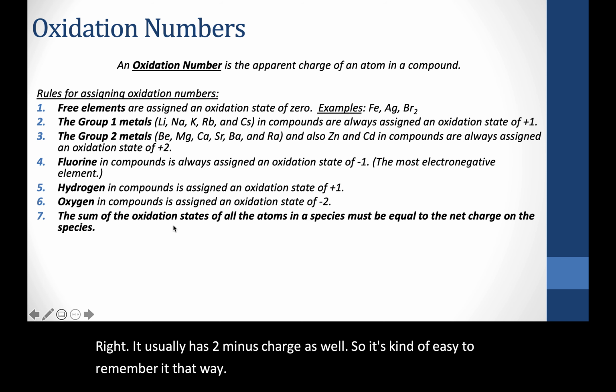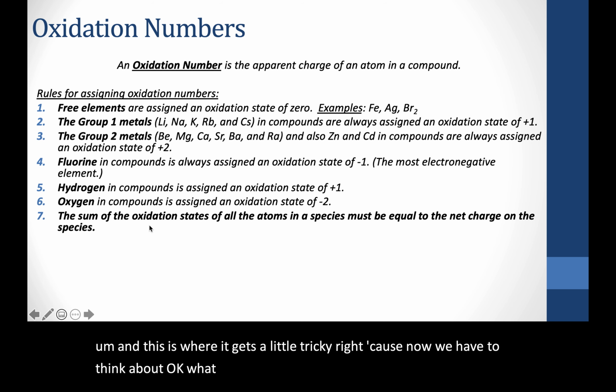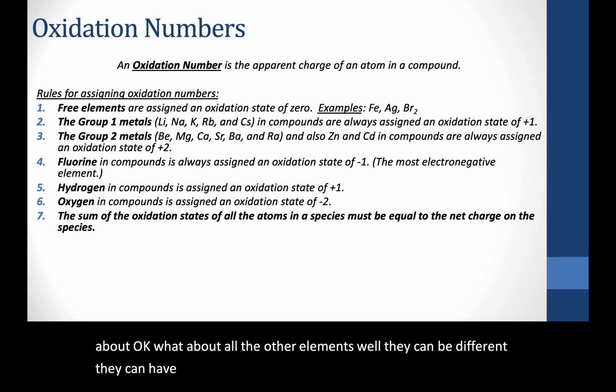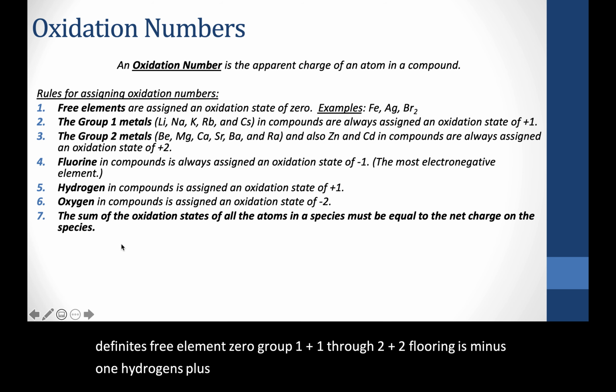And this is where it gets a little tricky, right? Because now we have to think about, okay, what about all the other elements? Well, they can be different. They can have different oxidation states, right? So here are the definites. Free elements 0, group 1 +1, group 2 +2, fluorine is -1, hydrogen's +1, oxygen's -2. Now, here's maybe the tricky part.